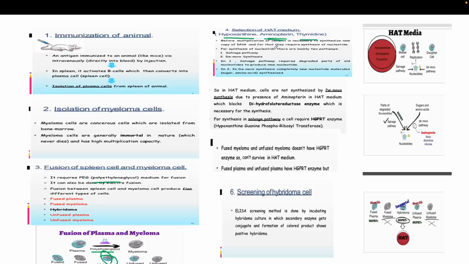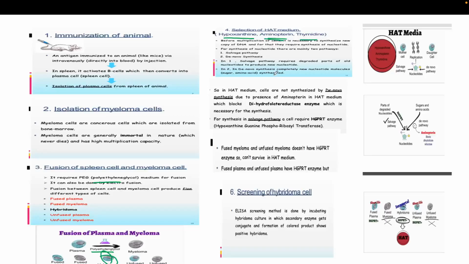Before multiplication of a cell, it is necessary to synthesize a new copy of DNA. For that they require the synthesis of nucleotides. Nucleotide synthesis can be done by the salvage pathway as well as the de novo pathway. The salvage pathway requires degraded parts of old nucleotides to produce new nucleotides. Suppose there is degraded nucleotide in the media, then from that it can produce new nucleotides. In the de novo synthesis, completely new nucleotide molecules are synthesized.